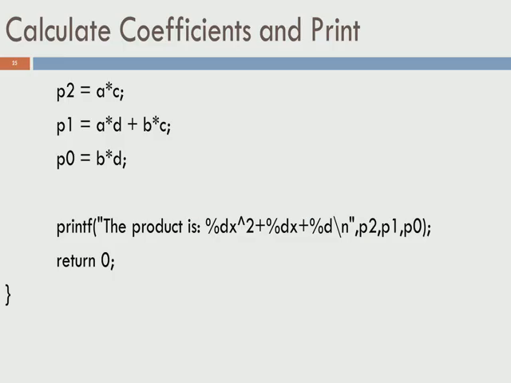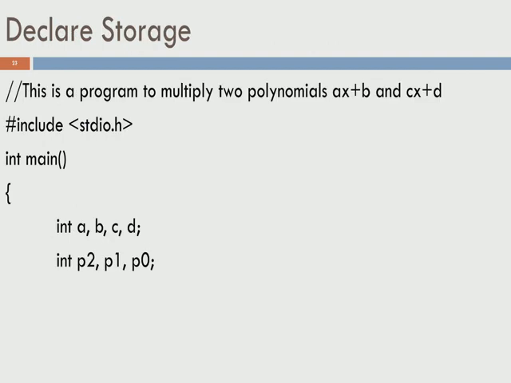So let's look at the program in its entirety. We have the first few lines, which has the comment. There is a comment on the top here which says this is a program to multiply two polynomials ax plus b and cx plus d. It's always good to show the intention of the programmer, and this kind of documentation is helpful for somebody else who is going to read your program and understand what is happening.